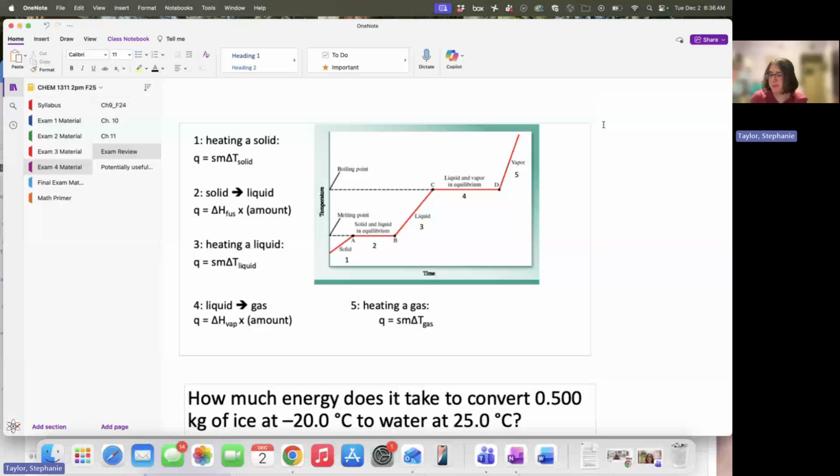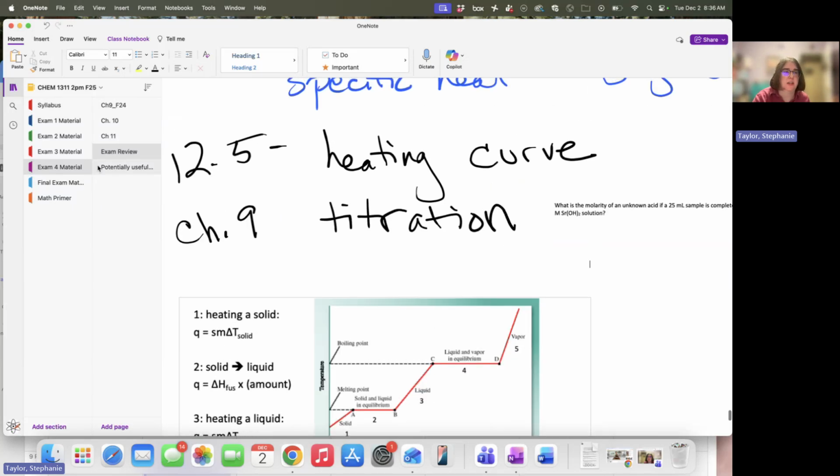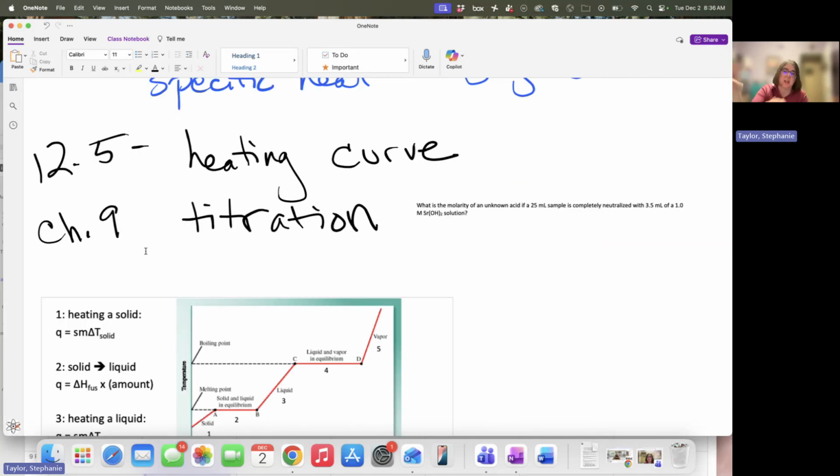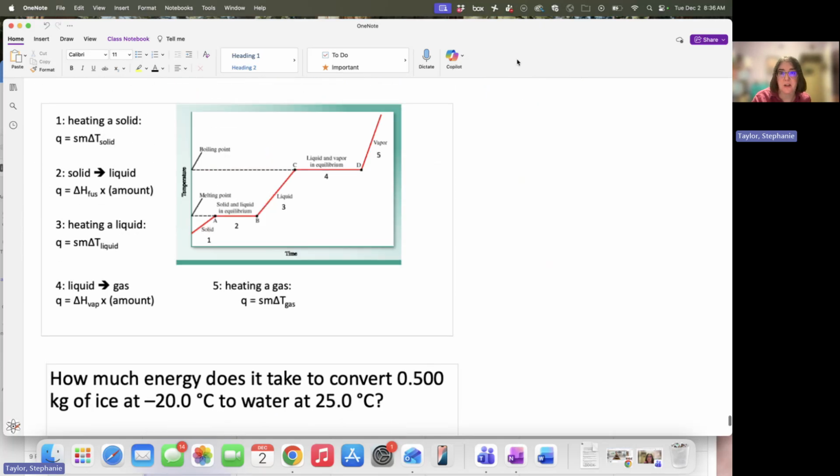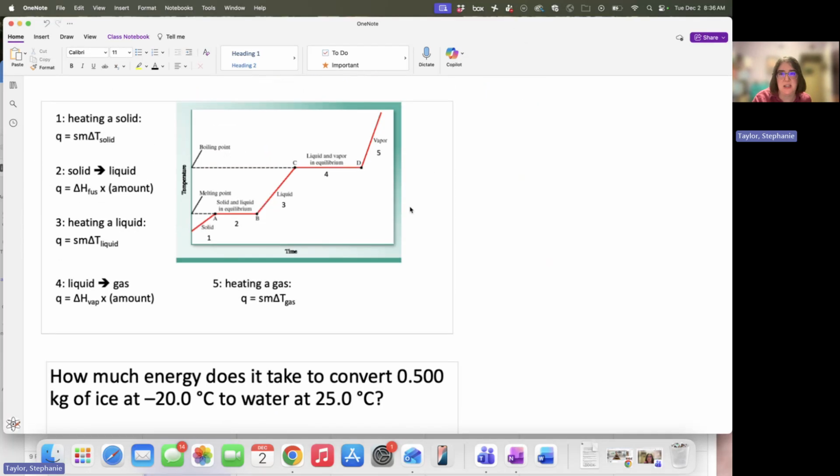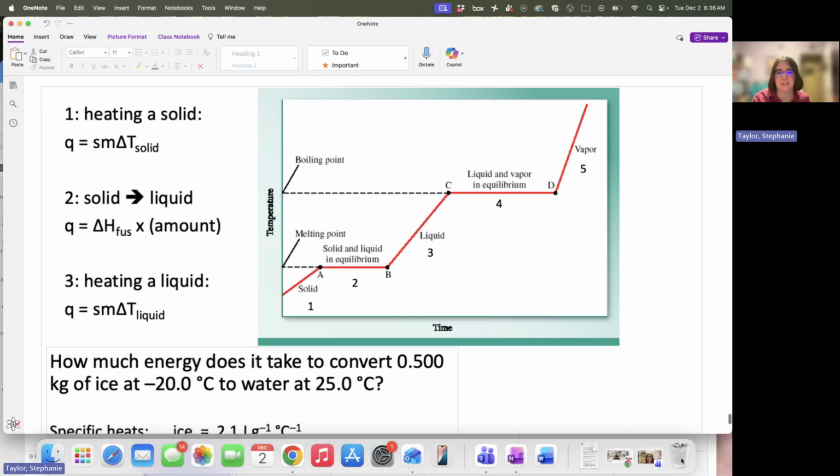Chunky, but we're going to talk through them. So one of these is to do a heating curve, and the other is to do a titration. I'm going to do the heating curve first, and then the titration second. So first of all, what is a heating curve? This thing is a heating curve.